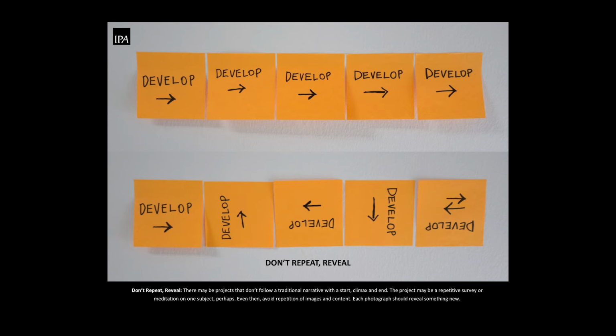So the top sequence, for example, is basically just repeating the images in a typology that isn't really showing anything new visually or content-wise. So the bottom example suggests that it's revealing something different. With each image, I'm learning something new as I look at it.